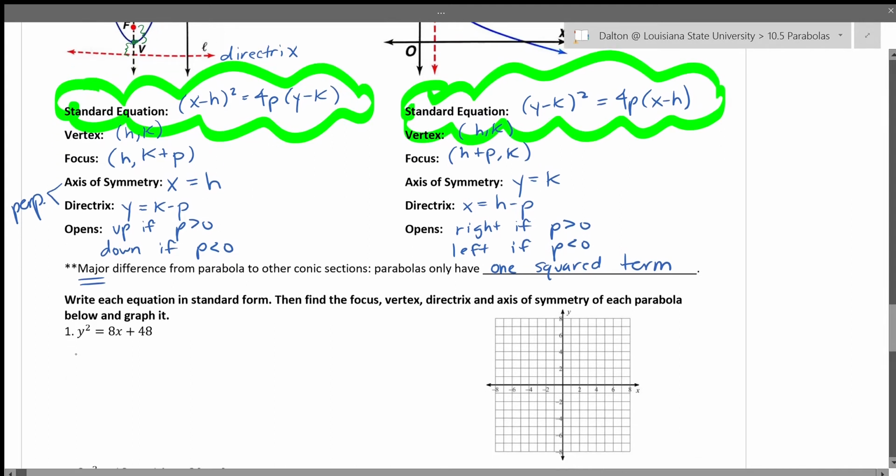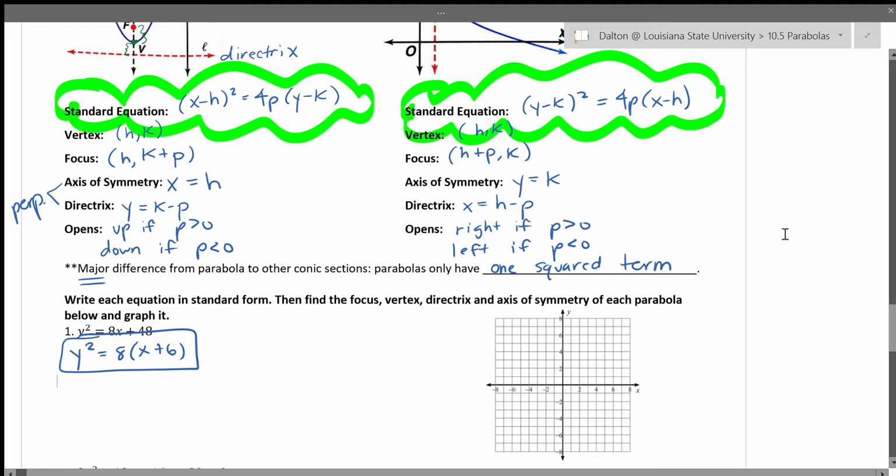So y squared is okay. There's just no k term, so k must be 0. And then on the right-hand side, we'll go ahead and factor out an 8. When we do that, we're left with x plus 6. And then this is as far as we need to go here. So that is our equation in standard form.